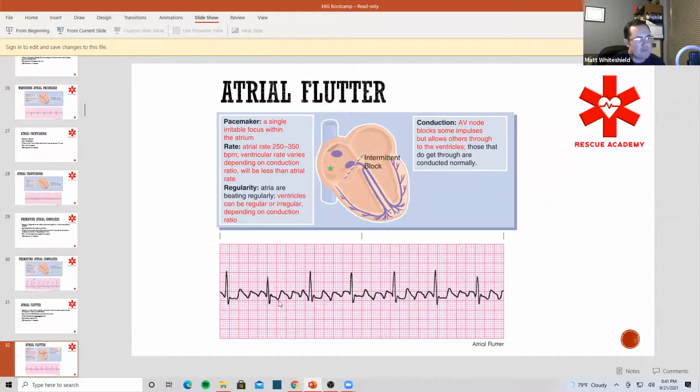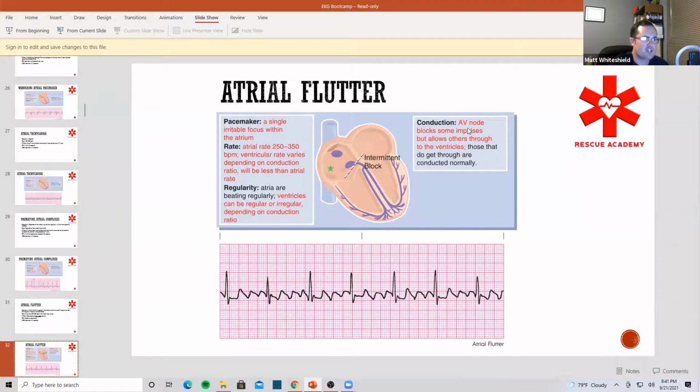And look how many beats we have in between each little rhythm here. We have a QRS, sawtooth 1, sawtooth 2, sawtooth 3, sawtooth 4, and then we have another QRS complex. Okay, if you ever see that, we call that a 4 to 1, right? We have 4 atrial beats to every 1 ventricular contraction.